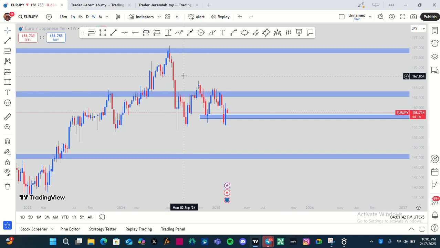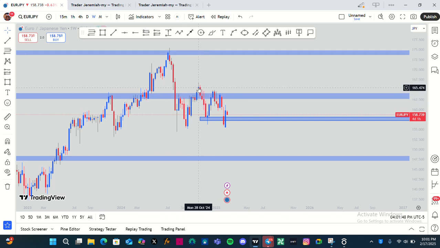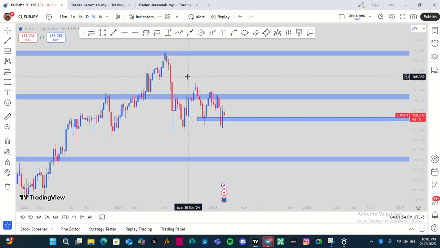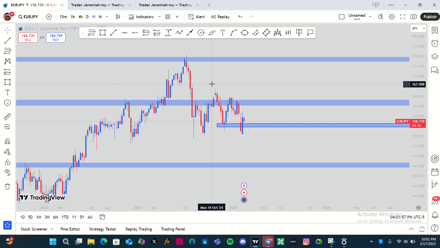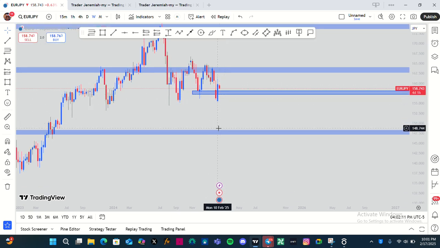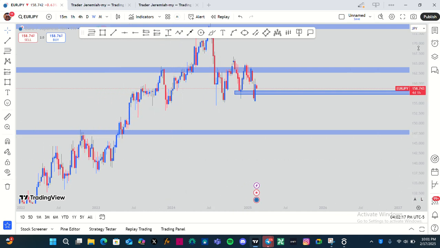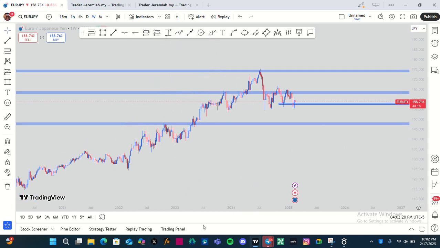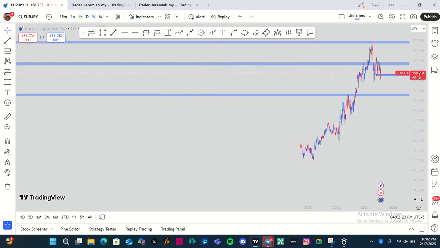As you can see, price was supposed to create a higher high, but instead price created a lower high. As you can see, this high is lower than this high. So that signified that maybe there was a change in trend. The trend might be changing anytime soon. That's why I'll be looking for a selling opportunity after price breaks and retests this neckline of this double top. So I'll be looking for a selling opportunity in this region.